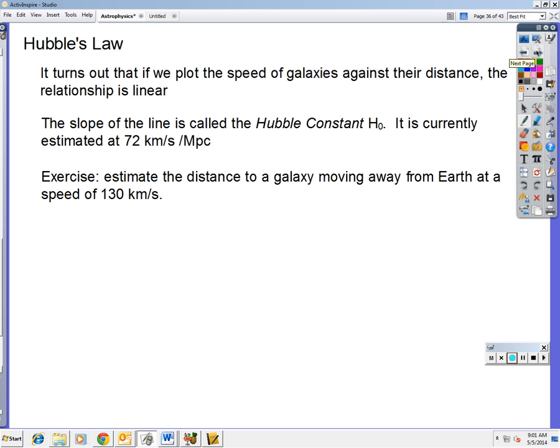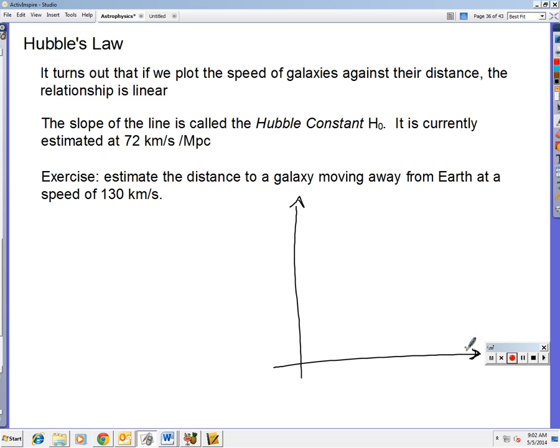And Edwin Hubble, in, I believe, the 30s, was the one who discovered that these distant galaxies are moving away. He made a graph where he plotted the speed of the galaxies on the y-axis and their distance on the x-axis. And the graph he got looked like this.